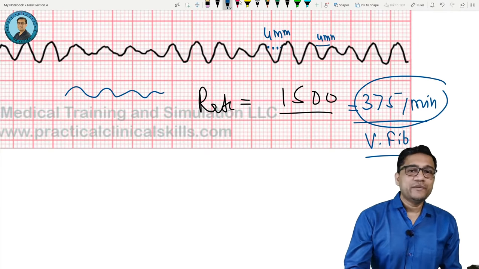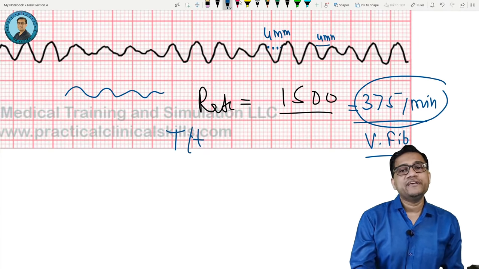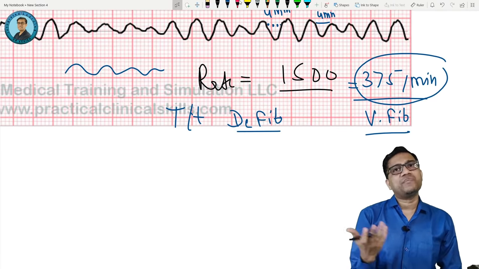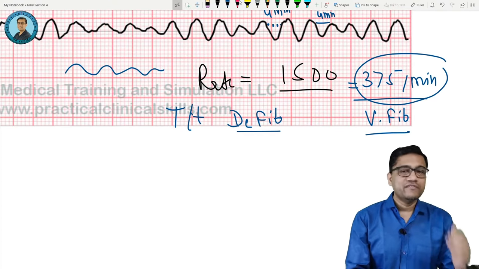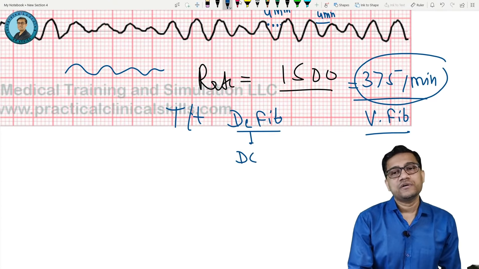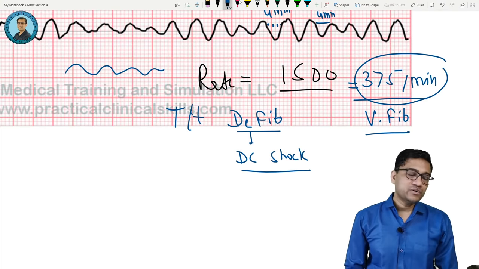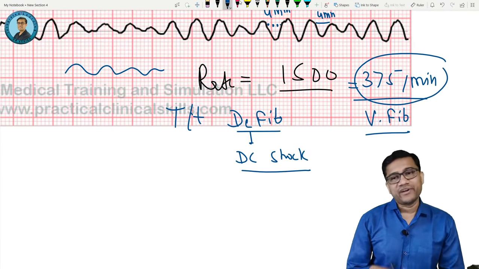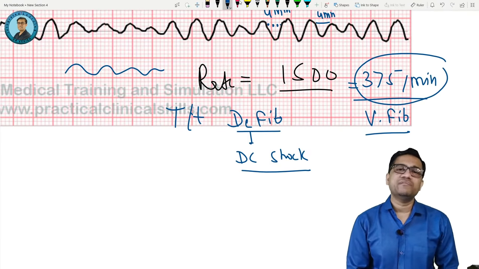Okay. Treatment, I told you. What is the treatment? Defibrillation. And what do we use for that? Drugs we can use, but most commonly, or rather the protocol, is what? We'll use this DC shock to make the heart go into normal rhythm. So DC shock is the treatment in this case. Are you clear? We can try drugs also to decrease the rate, but it's mostly going to give very poor results. Are you clear?